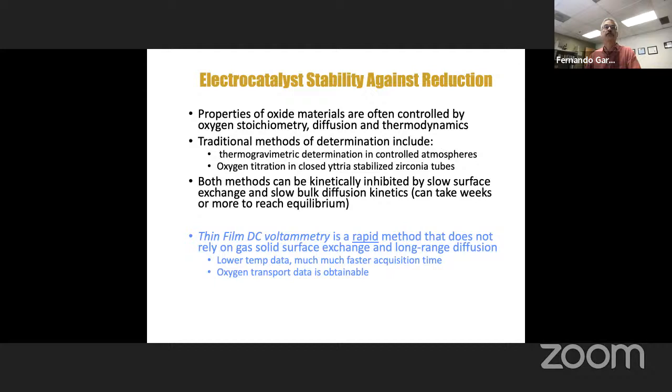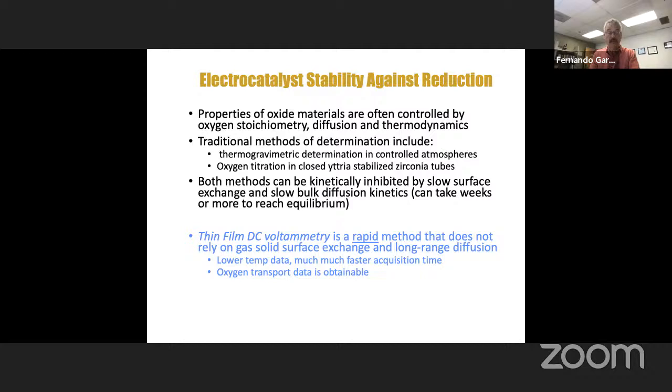So some traditional ways of measuring the stability of your electrocatalysts against reduction include thermogravimetric analysis, where you're looking at weight changes in the relevant atmospheres as you scan the temperature. It's a very powerful technique, but it's not very fast, unfortunately. It takes a very long time to determine what the stability limits are in different gas atmospheres using this technique. So a number of years back, I developed a technique of thin film DC voltammetry, high temperature voltammetry, as a rapid method because it eliminates the slow reaction step of the gas-solid surface exchange rates and the long-range diffusion problems. So you can obtain stability to reduction much faster.